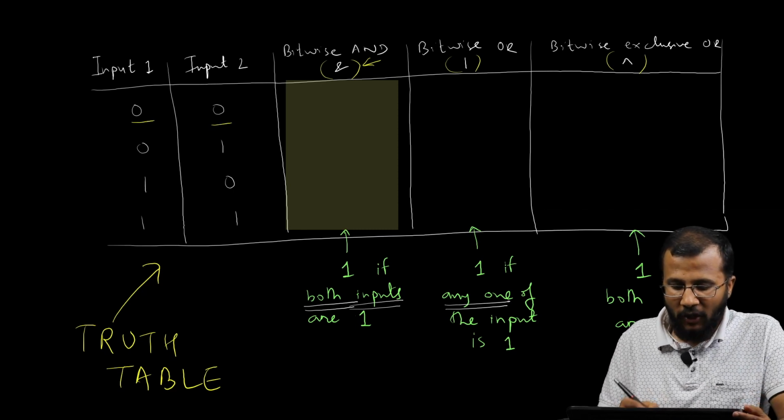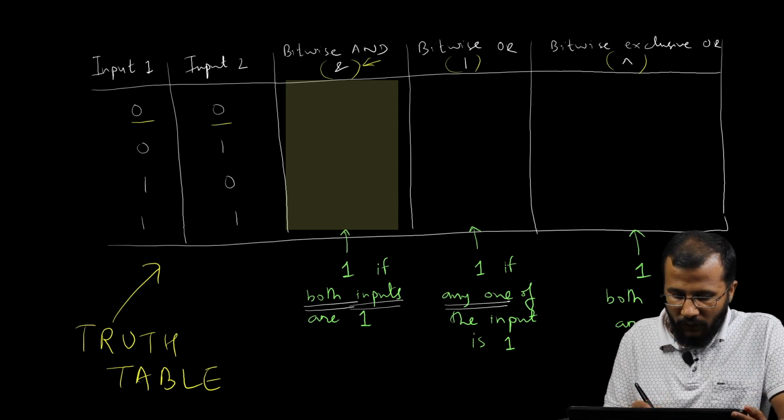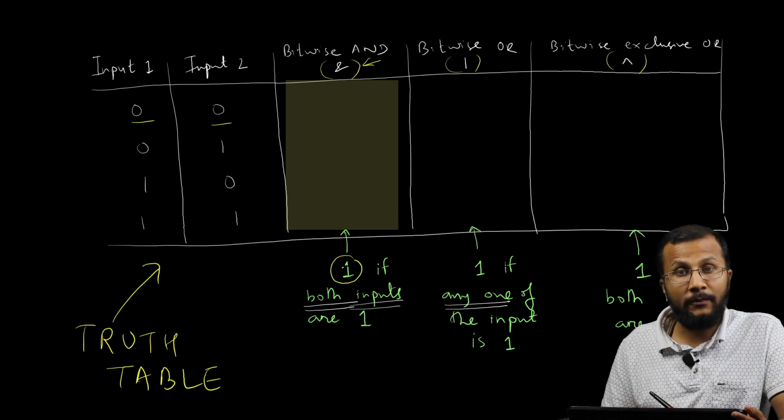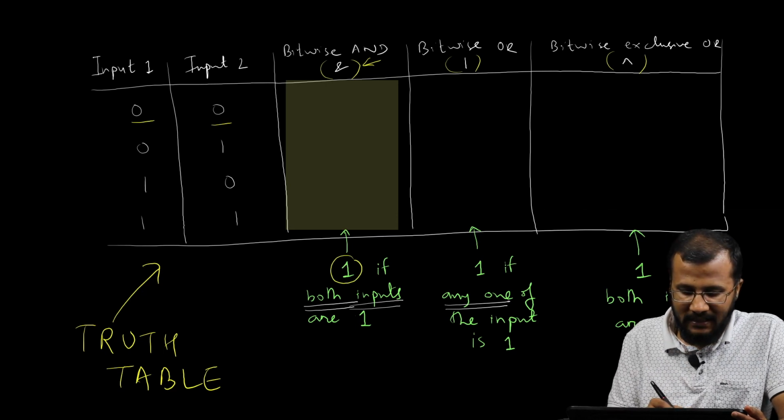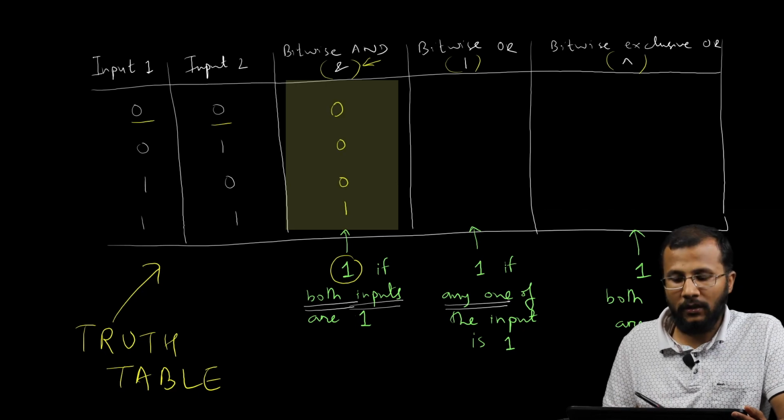Now let's see what will be the output of bitwise AND. Bitwise AND will have 1 in the output if both the inputs are 1. So if both the input bits are 1, the output is 1. In all other cases, the output is 0. This is as good as your AND gate.